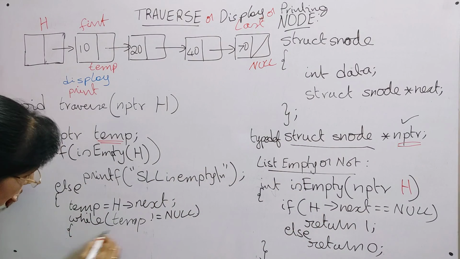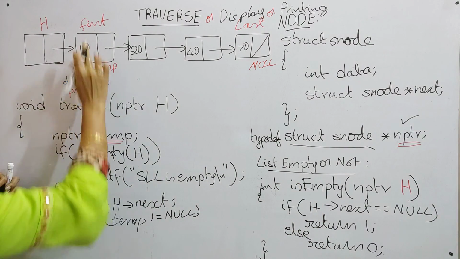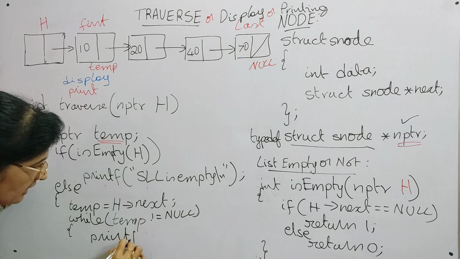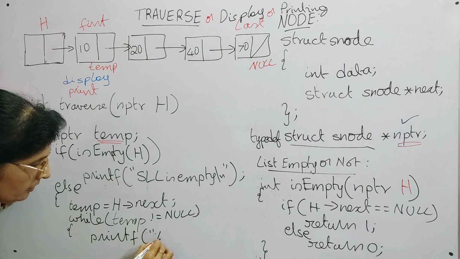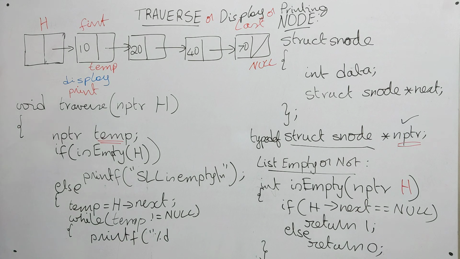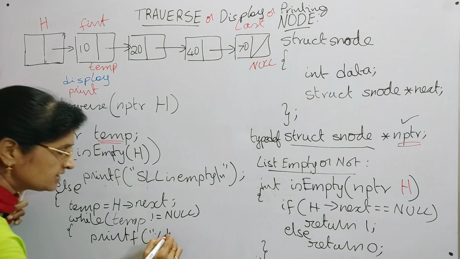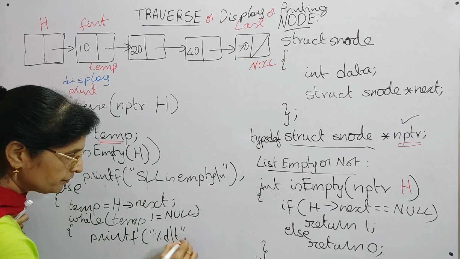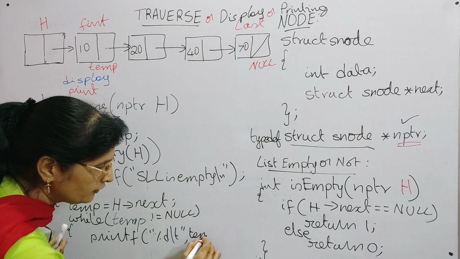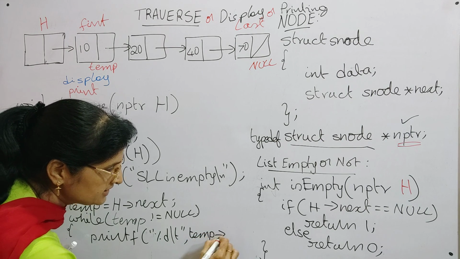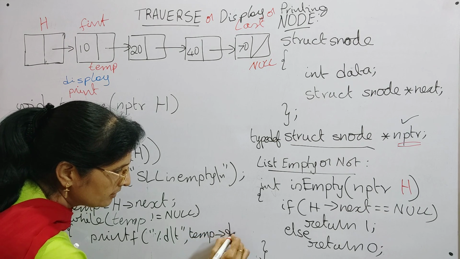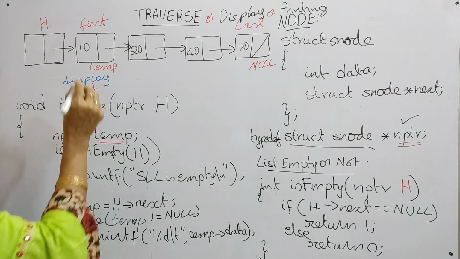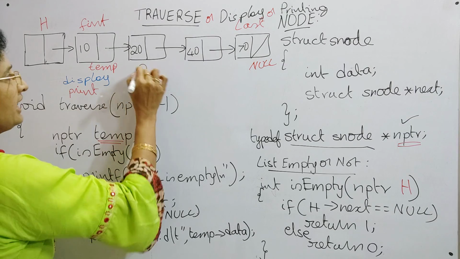So now what will happen? Because temp has some value, you will just print that value. printf %d, and I will give \t. And where is the value of the first node? It is available in temp data. It is available in temp data. So now what will happen? First, I am writing the output here.